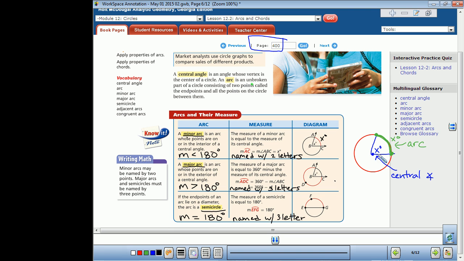Okay, any questions about how the measure of a central angle corresponds to its intercepted arc? They're the same. And then any questions about the 3 categories of arcs? Less than 180, minor. Greater than 180, major. Equivalent to 180, semicircle. If it's less than 180, that's the only kind that you can name with 2 letters. The other 2 would need 3 letters because you have to explain which direction you're going. So if I said arc AC, I'm referring to this. If I said arc ADC, then I'm referring to that, or CDA.